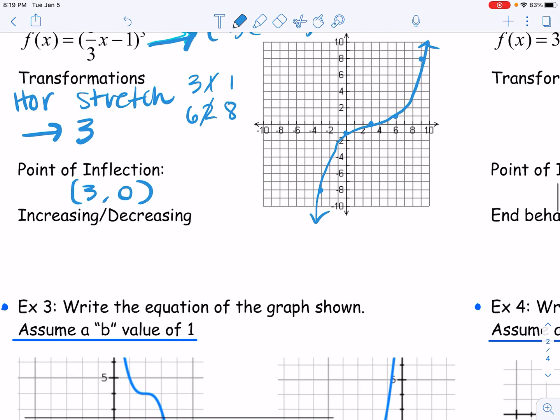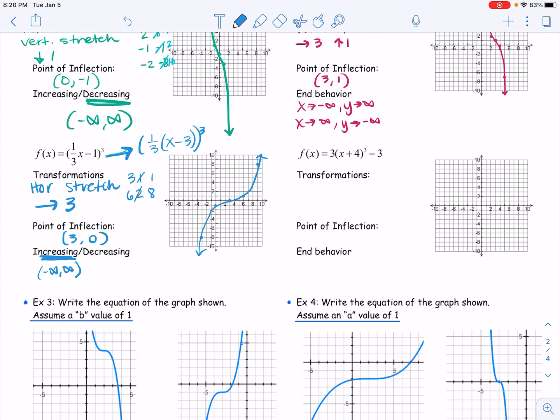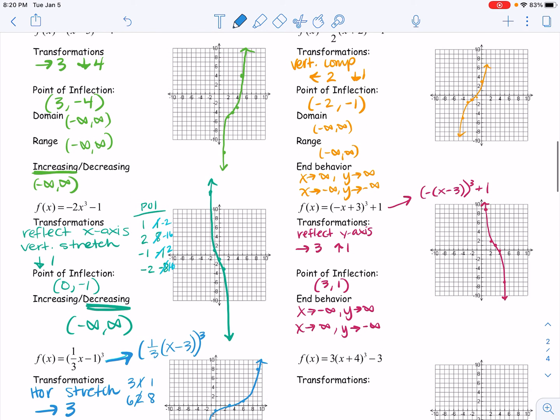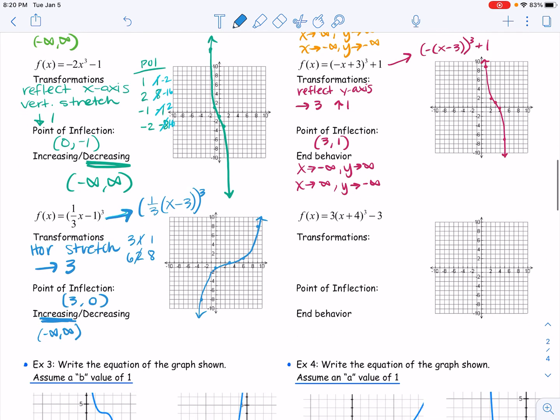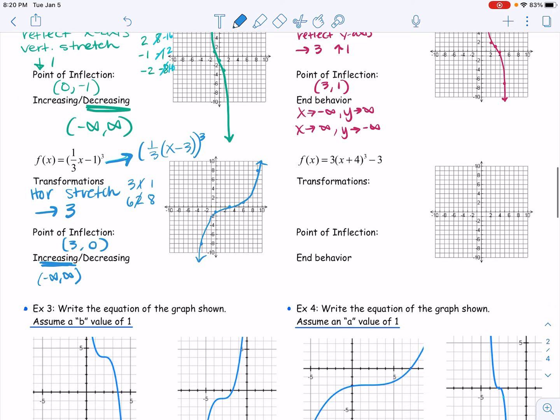And then is it increasing or decreasing? Increasing the whole time. Domain, negative infinity, positive infinity. Range, negative infinity, positive infinity. If you haven't noticed, domain and range will never change. Also, increasing and decreasing will always be negative infinity to positive infinity. It just depends. Some are increasing, some are decreasing, depending on the reflections. And then the last one like this.